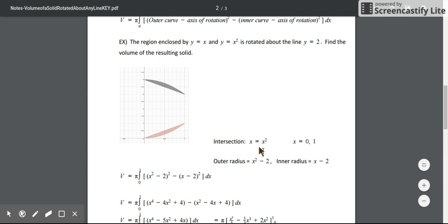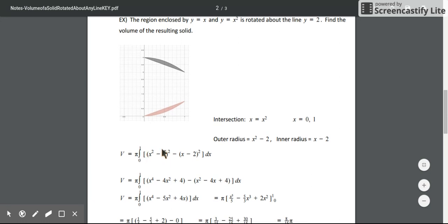And we can find that our intersections are happening at x values of 0 and 1. And we can verify that on the graph. So now all we need to do is take our outer curve minus our axis of rotation, so x squared minus 2, and square it. Take our inner curve, which is our x curve, and subtract our axis of rotation, so x minus 2, and then square it.